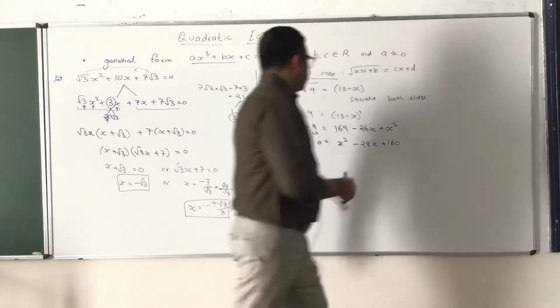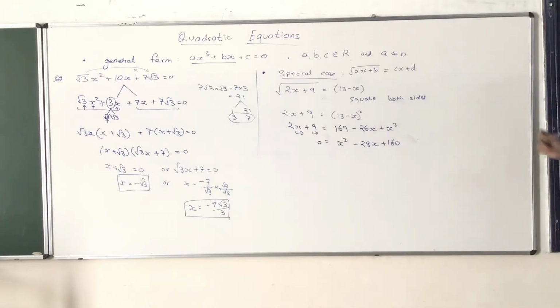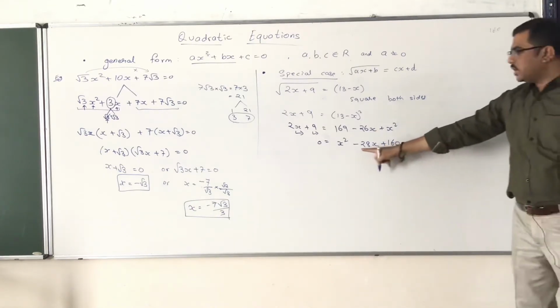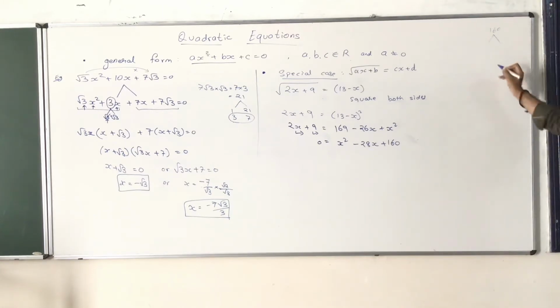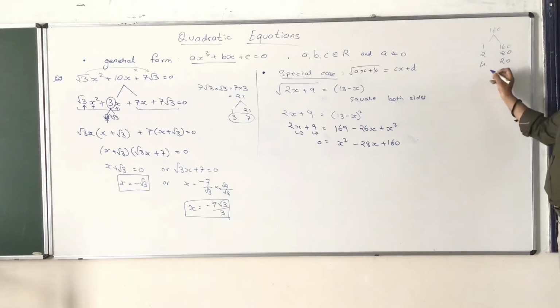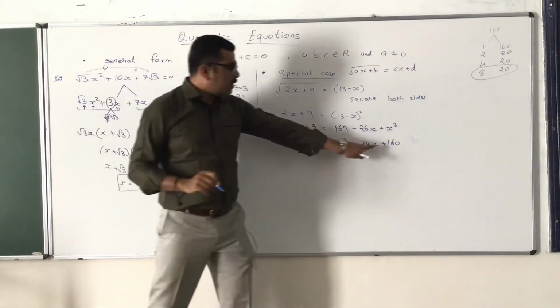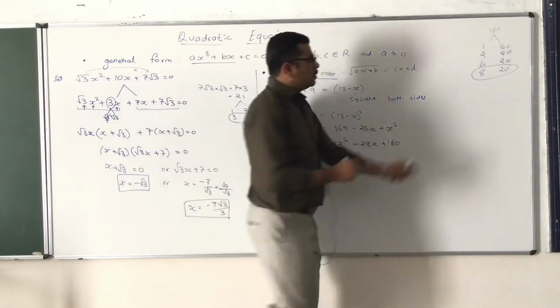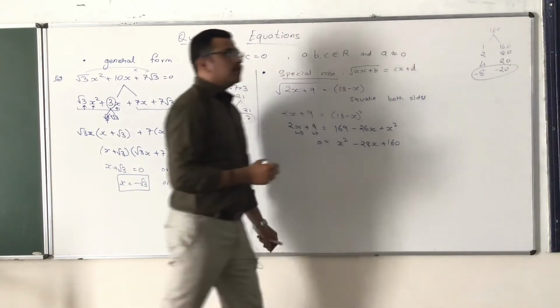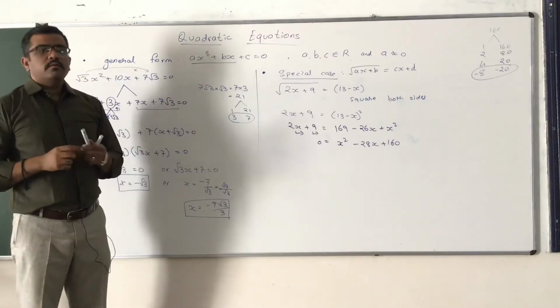So let us see how do we get the factors of 160 which add up to negative 28. So it is 1 times 160, it will not go, 2 times 80, 4 times 20, it's closer but still no. Then we have 8 times 20, and here we go. We want negative 28 as the sum and positive 160 as the product. So we take negative 8 and negative 20 as the required factors.